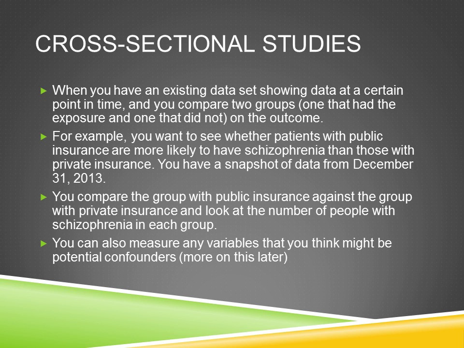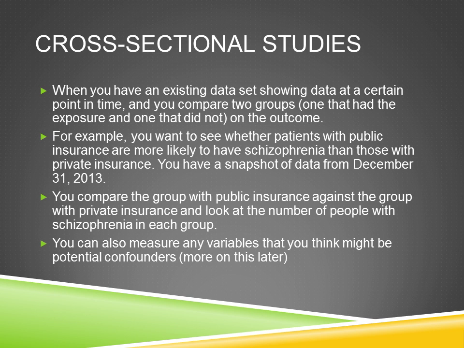So cross-sectional studies are when you have an existing data set showing data at a single point in time, and you compare two groups, one that had the exposure and one that did not, on a certain outcome of interest. For example, you want to see whether patients with public insurance are more likely to have schizophrenia than those with private insurance, and you have a snapshot of claims data from December 31st, 2013. And so you compare the group with public insurance against the group with private insurance, and you look at the number of people with schizophrenia in each group.